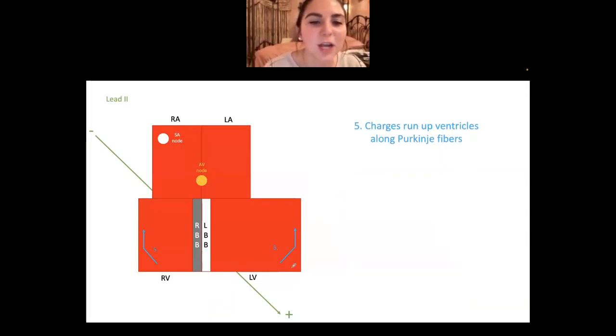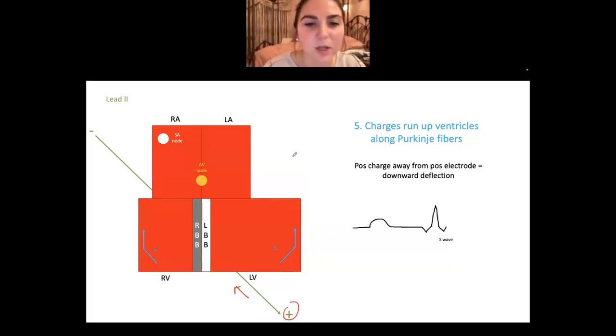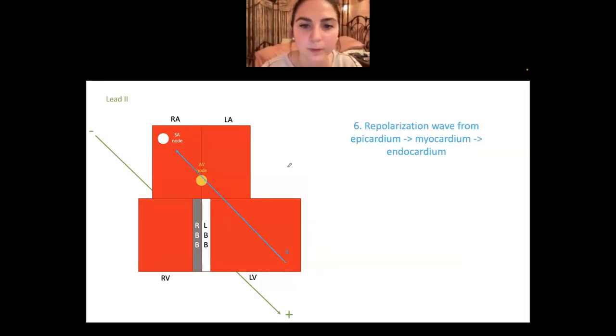And then finally, we have the charges running up the Purkinje fibers. It's not perfect, it's not beautifully away from the positive electrode, but it's away enough. It's kind of over and up, where the EKG is going to read this positive electrode down here as another downward deflection, another negative deflection. Because this positive charge is not perfectly away from this positive electrode, but it's enough where it's going to be read as a downward deflection. Okay.